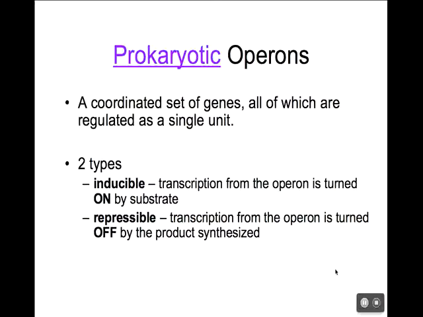There are two different kinds of operons, what are called inducible and repressible operons, and we'll look at an example of each. An inducible operon, in that case, transcription from the operon is turned on by the substrate. So inducible operons are normally off, but they get turned on when their substrate shows up. A repressible operon is the opposite. In a repressible operon, transcription from the operon is normally on, but it can get turned off by the product.